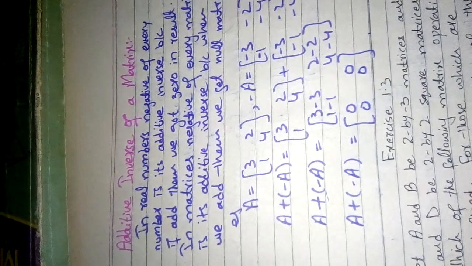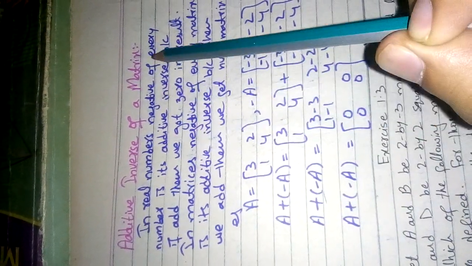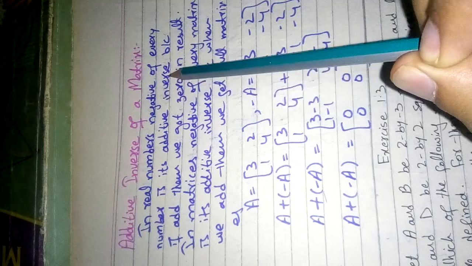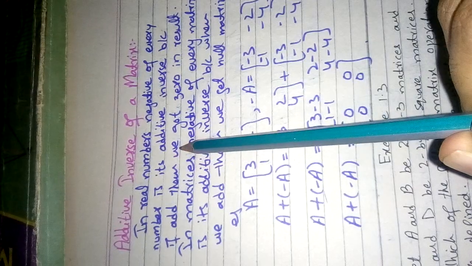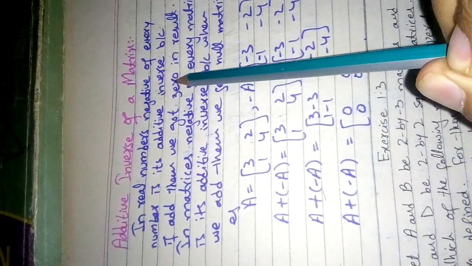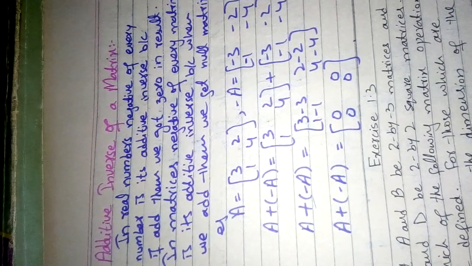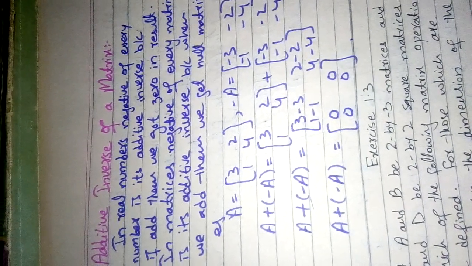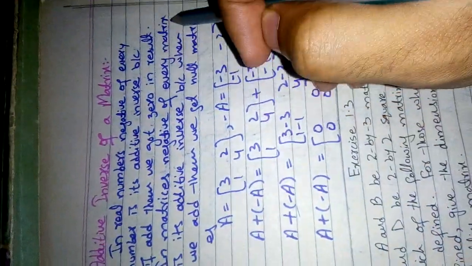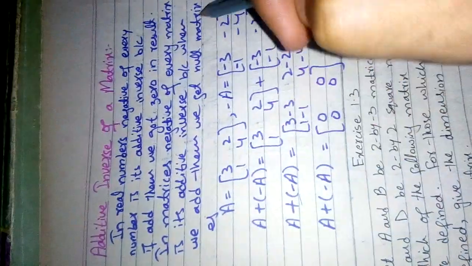According to the definition, in real numbers, the negative of every number is its additive inverse. Why? Because if we add any number with its negative, we get zero in result. So in numbers, if you add two numbers and you get zero in result, those two numbers are additive inverses of each other. And in matrices, the negative of every matrix is its additive inverse. Why? Because when we add them, we get a null matrix.